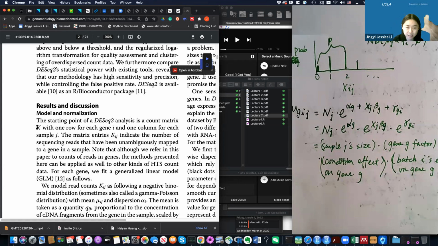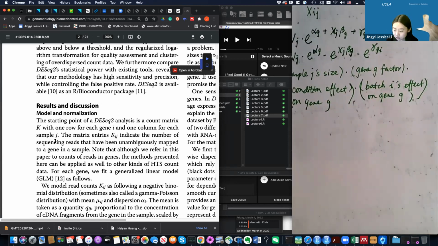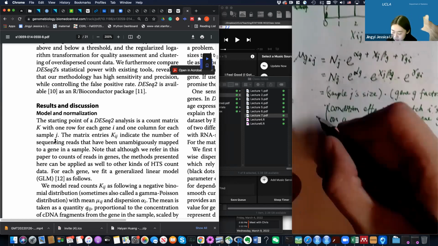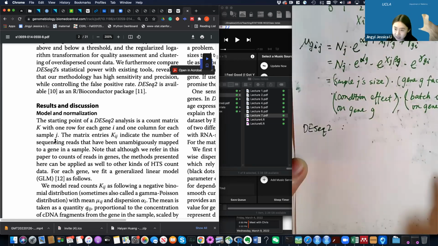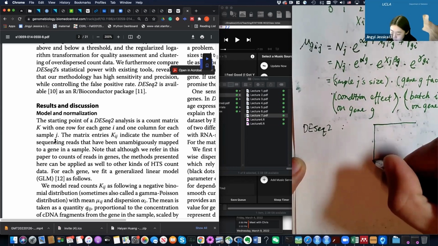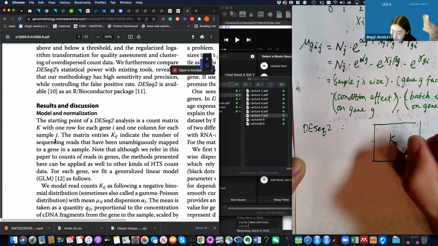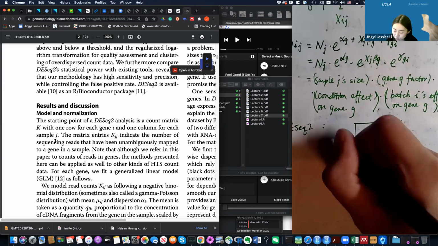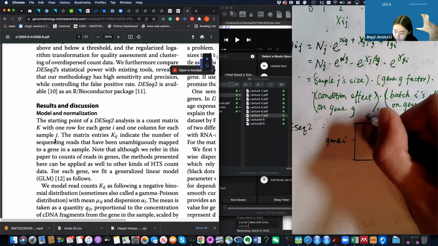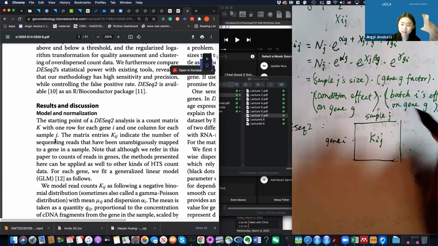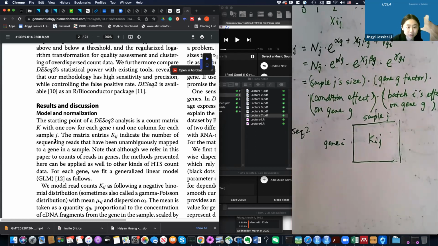The count matrix is denoted by K. Note that it's a little different from our notation, with 1 row for gene i and 1 column for sample j. So basically, let me put it here. On the right-hand side, the DESeq2 setting is this K matrix, okay? And the counts are Kij, and the row is gene i, and the column is sample j. This is the setting, the data.